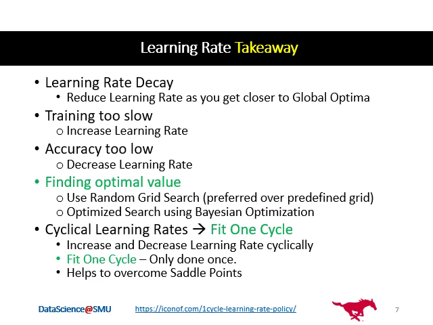On the other hand, if you find that the accuracy is low, it probably means that your learning rate is too high and your algorithm has overshot the global minima. So in this case, you want to reduce your learning rate. And how do you find the optimal value of your learning rate? Typically, you can use a grid search, where a random grid search is preferred over a predefined grid. But you can also use more optimized techniques to find the optimal value, for example, by using Bayesian optimization to find the right hyperparameter value.